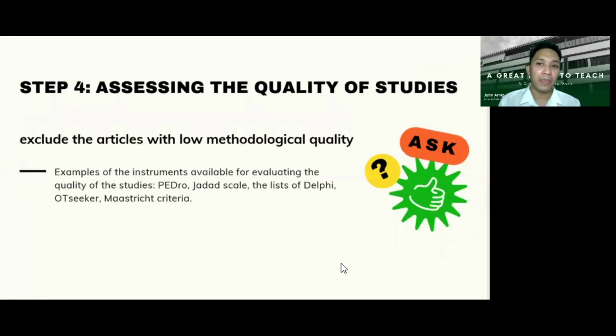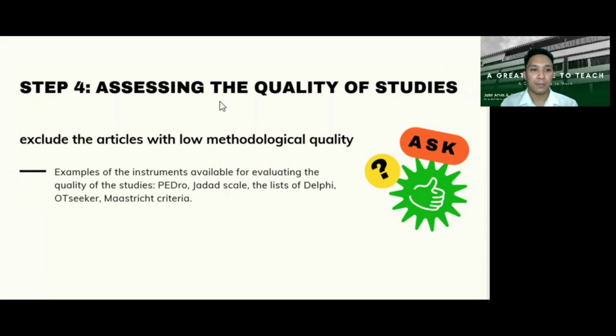Now let's proceed with the fourth step. Okay, we have to assess the quality of studies. Okay, we have to check the alignment, the validity, and reliability of the instruments they use. Okay, we're not just including them because they are somehow related to our study, but if they don't have methodological quality, or have low methodological quality, then we have to exclude that.